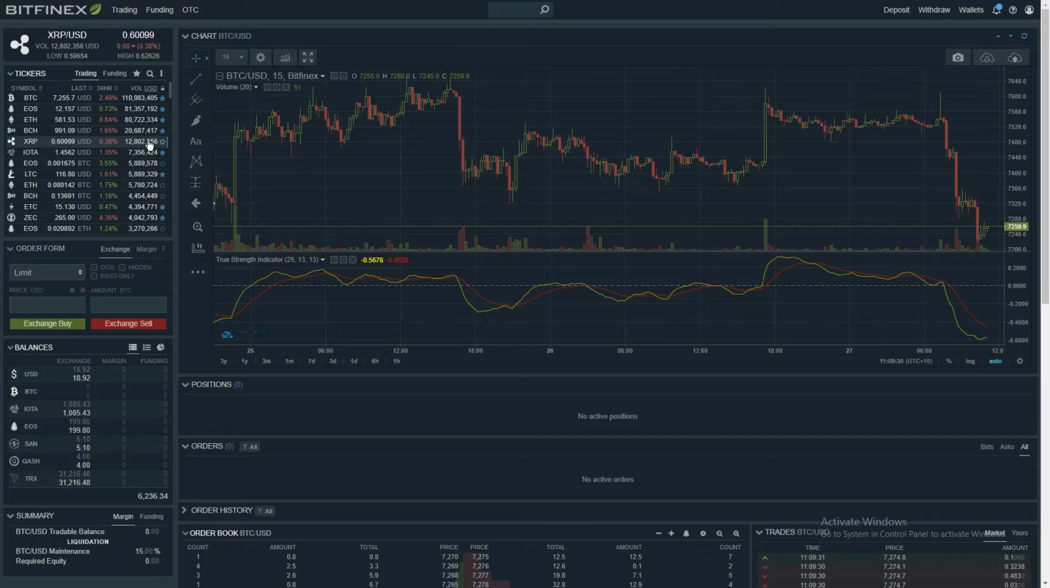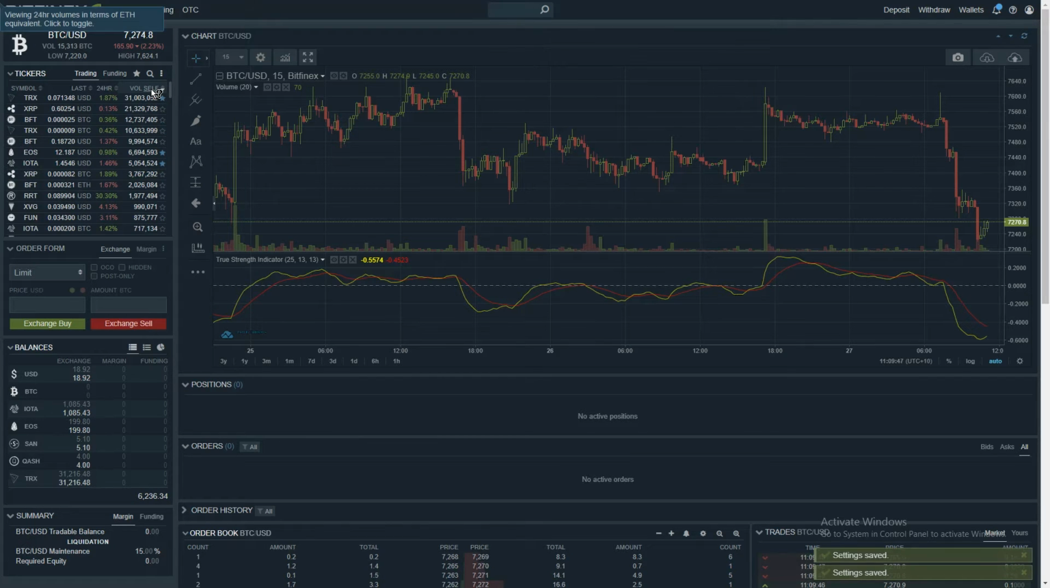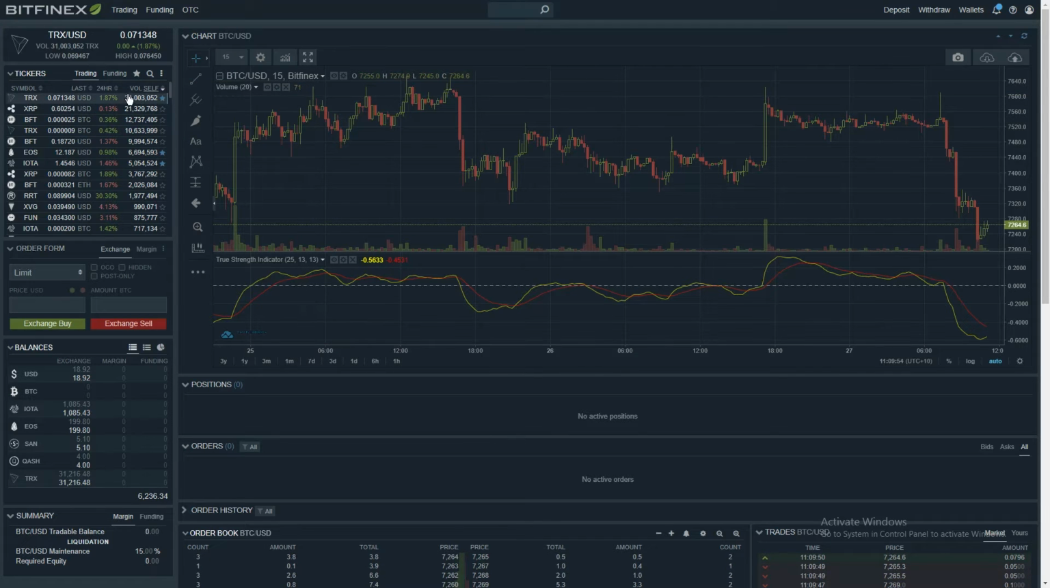Going on here is the volume. A lot of people will take different ways of looking at it, and that's why they give you a few different options here. You can see you've got the option to have it by USD, by volume on Ethereum, by volume on Bitcoin, and also volume self. Now, volume self is a fairly deceptive one because you can see here, according to this, the top traded coin is TRX. You can see down here I've got 31,000 odd TRX.